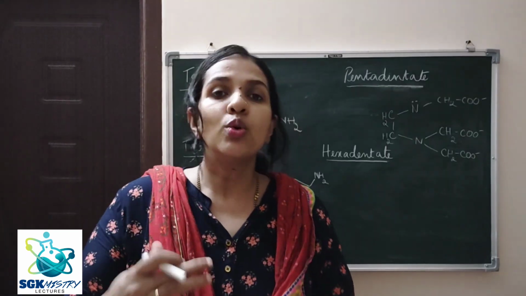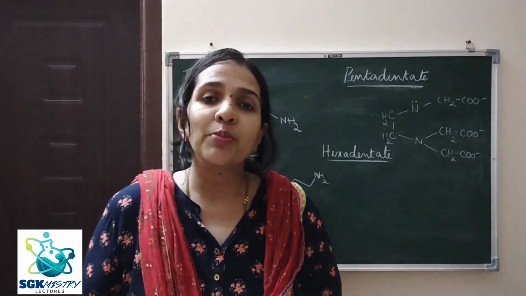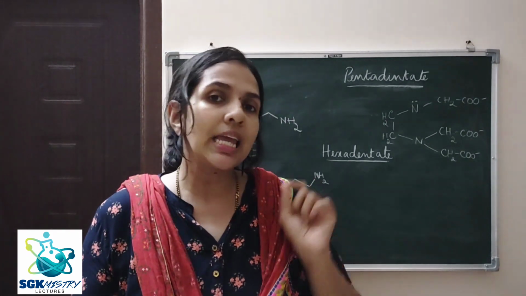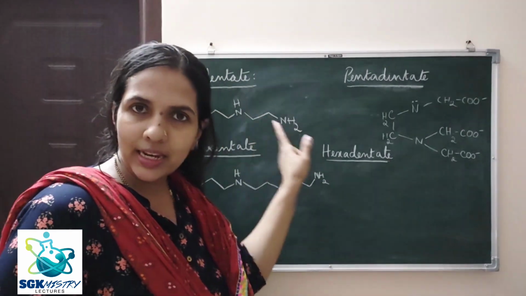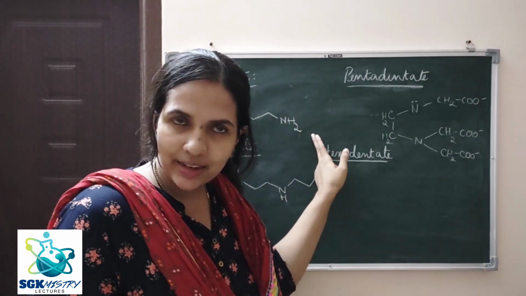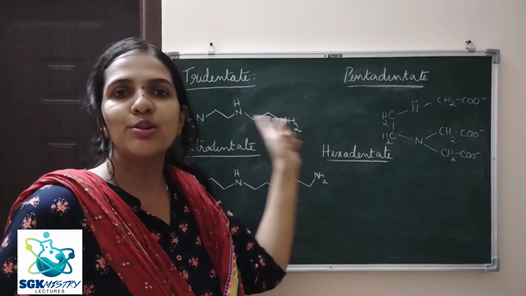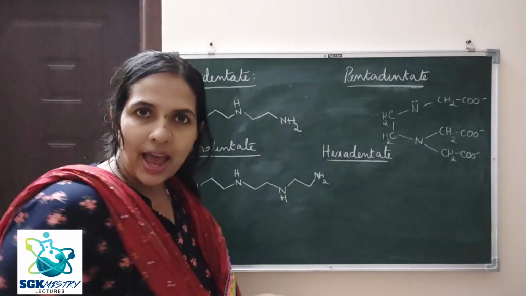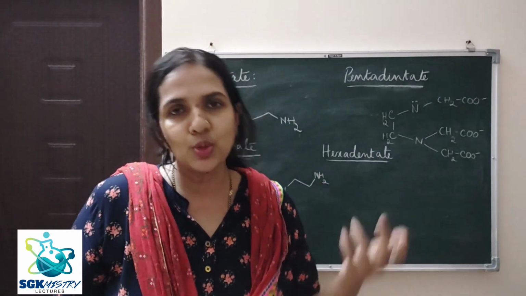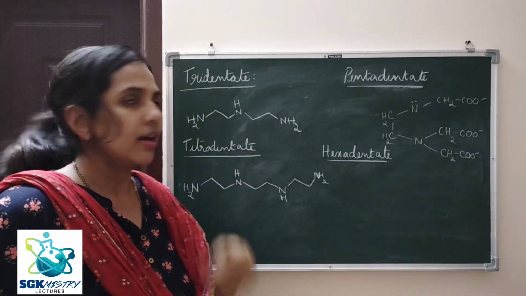Now let us look into the next classification, that is tridentate ligands. From the name itself it is very clear, there are three coordinating positions. Here you can see there are two ethylene groups, so diethylene. How many amino groups are there? Three amino groups. So diethylenetriamine. Here you can see there are three N atoms which can act as donor atoms. So of course it is a tridentate ligand. Next, talking about tetradentate ligands.